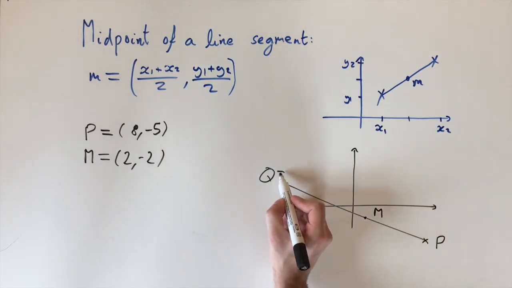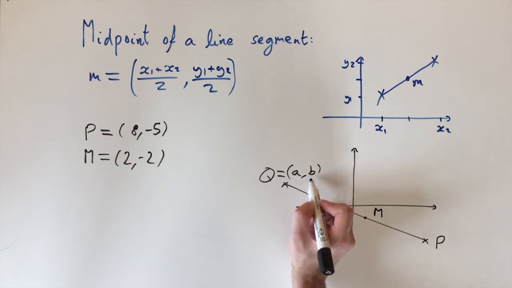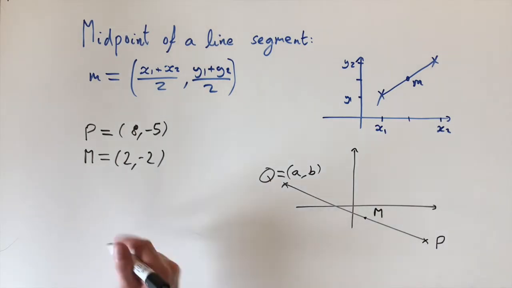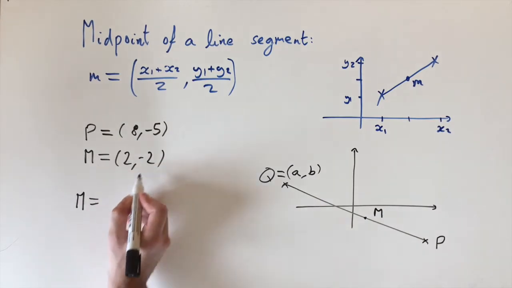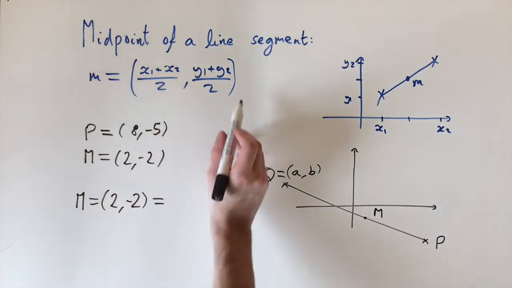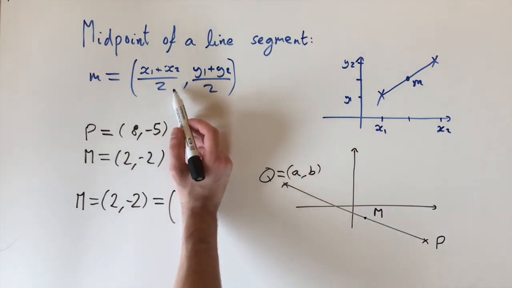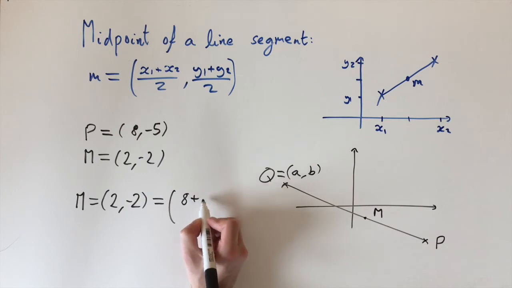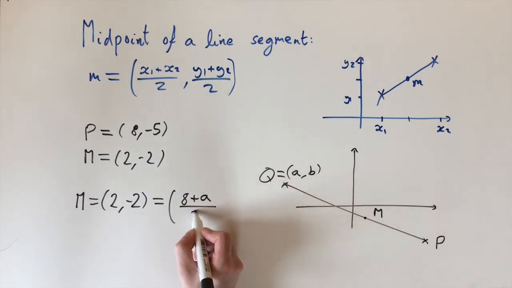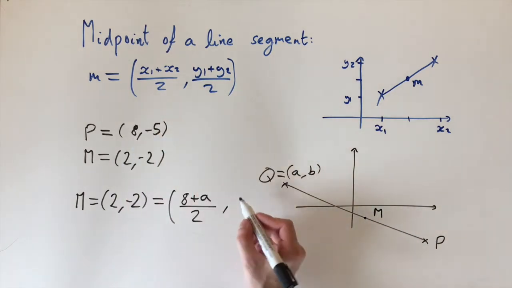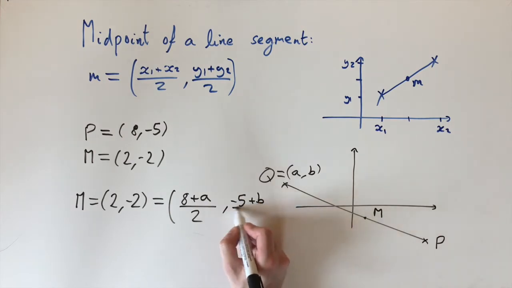So if we call the coordinates of Q just A and B, we're going to try and find out what A and B are. And now to do this, we can just use the formula. We can just plug in the information we have. If we do that, we get that the midpoint, which we're told is (2, -2), is also equal to the average of the x coordinates between P and Q. So this is 8 and A, which we don't know yet, and then we divide this by 2. And for the y coordinates it's the same, we just take the average of the y coordinates of P and Q, so -5 plus B, and then divide this by 2.